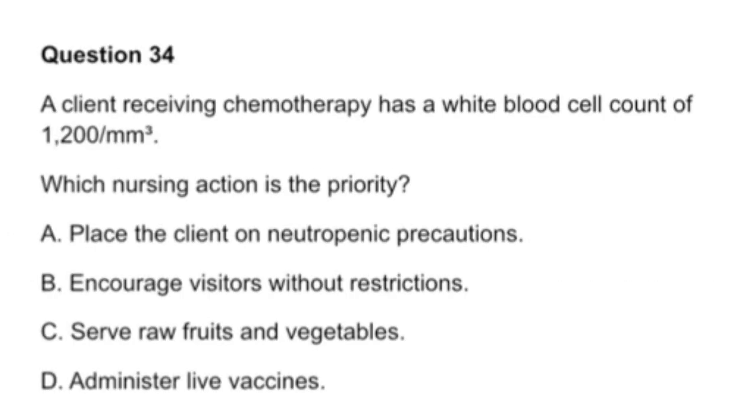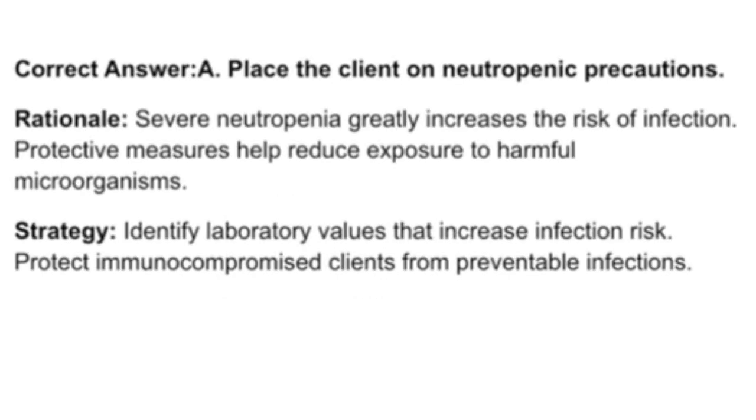Question 34. A client receiving chemotherapy has a white blood cell count of 1,200/mm³. Which nursing action is the priority? A. Place the client on neutropenic precautions. B. Encourage visitors without restrictions. C. Serve raw fruits and vegetables. D. Administer live vaccines. Correct answer. A. Place the client on neutropenic precautions.